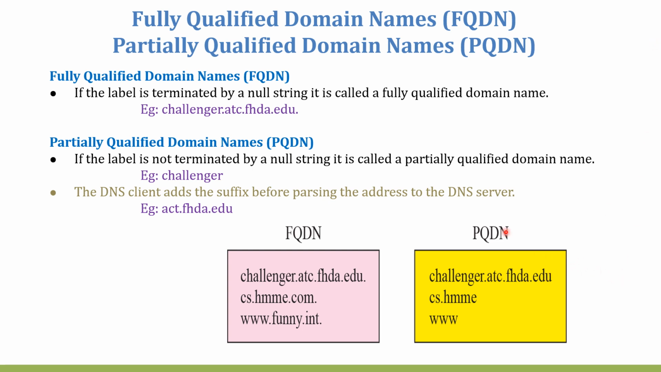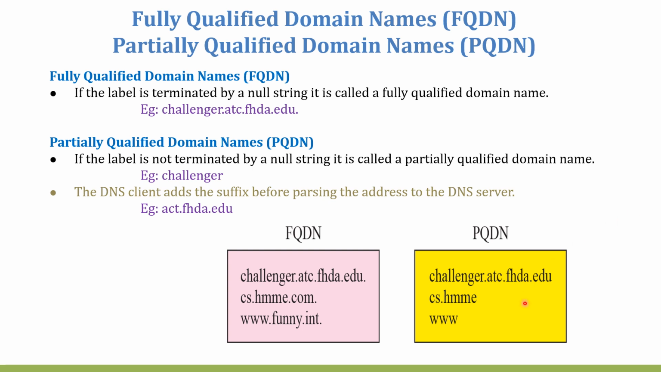Partially qualified domain names. If the label is not terminated by the null string, it is called a partially qualified name. A partially qualified name starts from the node but does not reach the root. The resolver will supply the missing part, called the suffix, to create a fully qualified domain name.